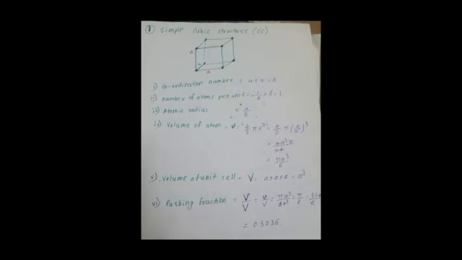Then next point is volume of atom. v is equal to 4 pi r cube upon 3 is equal to pi a cube upon 6. Next is volume of unit cell. Capital V is equal to a cube. Then next is the packing fraction. Packing fraction formula is volume of atoms per unit cell upon volume of the unit cell. So pi a cube upon 6 a cube, a cube cancels, then pi upon 6. Answer is 0.5236.